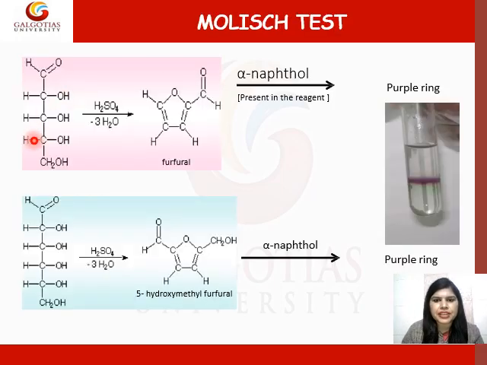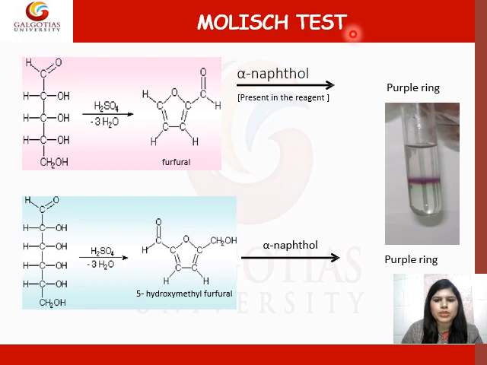Carbohydrates, when treated with concentrated sulfuric acid, undergo dehydration to give furfural derivatives. These compounds condense with alpha-naphthol to form a colored product, basically a purple ring. Pentoses yield furfural while hexoses yield 5-hydroxymethyl furfural.